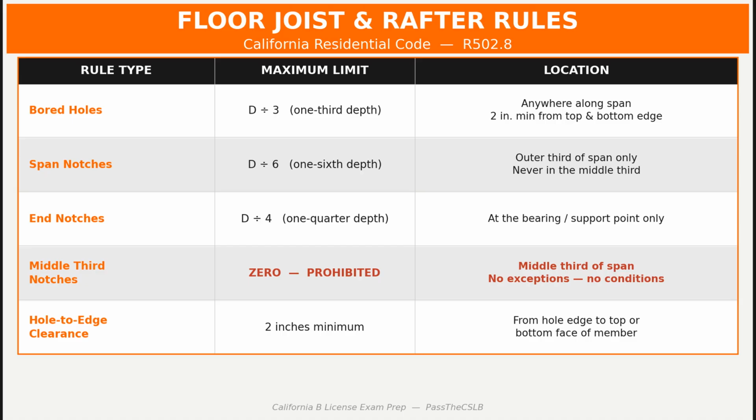For bored holes, maximum diameter is 1/3 of the actual depth. No hole may be located within 2 inches of the top or bottom face of the joist. No hole may be within 2 inches of any other hole or notch in the same member.